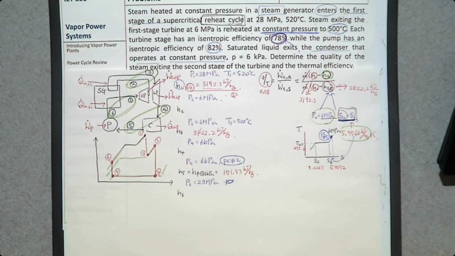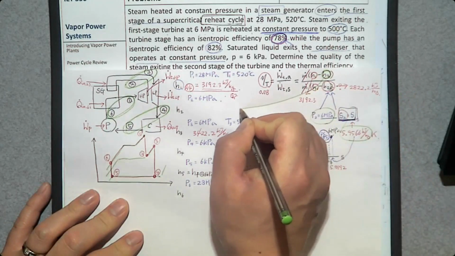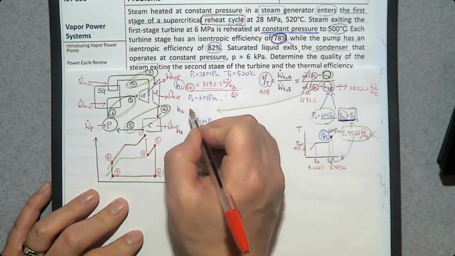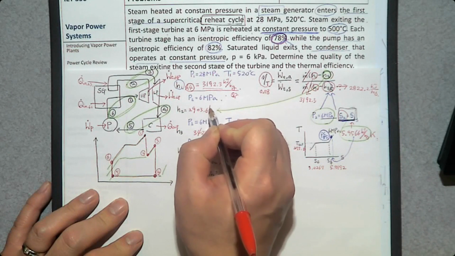Then going back to this isentropic turbine efficiency. We know the efficiency is 0.78. We know H1, H2S. We have everything but H2. Can you determine H2? Yes, you can. So this H2 goes here, and the value is 2903.6 kilojoule per kilogram.